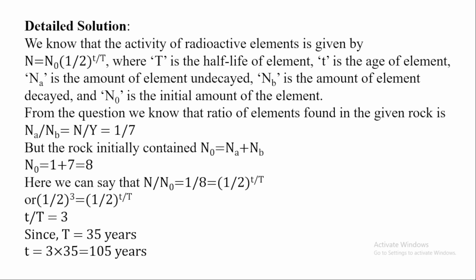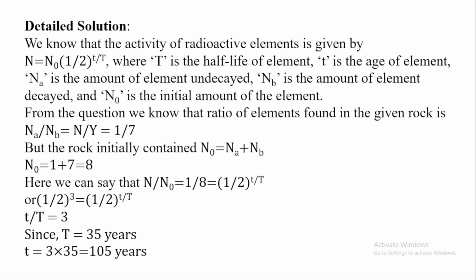Now in the question they have given that N is decaying into Y, and the ratio of N to Y is 1/7. That means initially we can assume the amount of N that was present, that is N0, would be N plus Y, that is 1 plus 7.